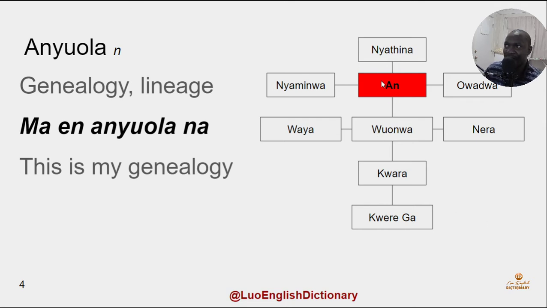This is you, An. Owadwa, my brother. Nyaminwa, my sister. Nyathina, my son, my daughter. Wuonwa, my father. Kwara, my great-grandfather. Kwerega, my great-great-grandfathers. Nera, my uncle. Waya, my aunt. That's anyuola.